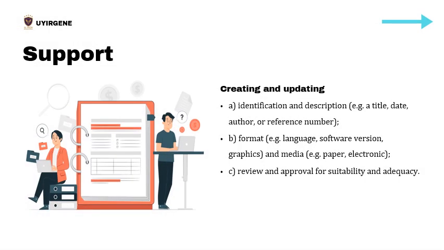Creating and updating. When creating and updating documented information, the organization shall ensure appropriate identification and description, for example a title, date, author, or reference number; format, for example language, software version, graphics, and media, for example paper or electronic; and review and approval for suitability and adequacy.